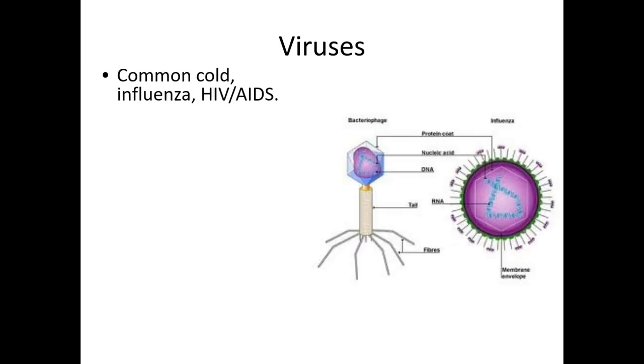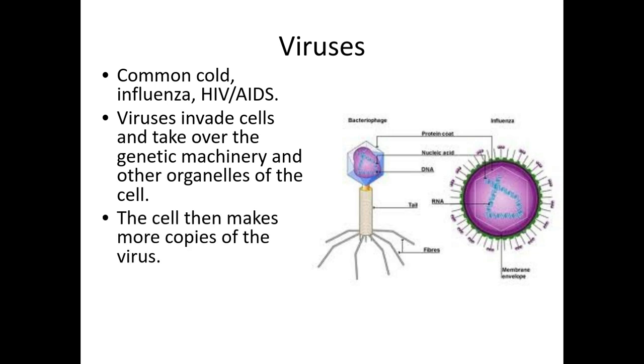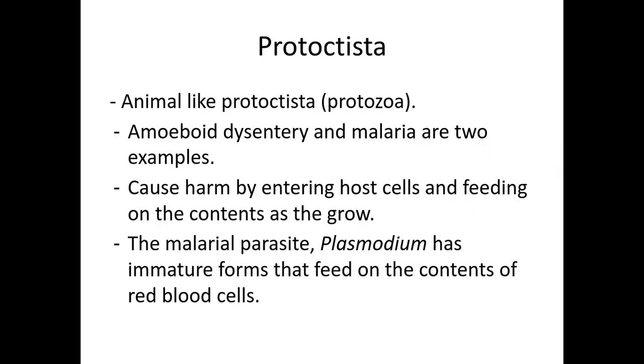We get viruses, so we've got the common cold, influenza, HIV, AIDS, and also coronavirus as well. These invade the cells and take over the genetic machinery. So they basically insert their own DNA into ours, and our body will replicate their cells. So our cells make more copies of the virus. And the host cell eventually bursts, releasing the new virus, and this is what makes us ill.